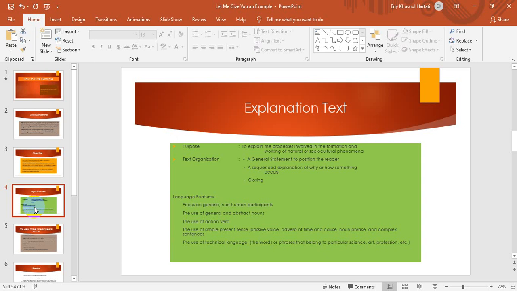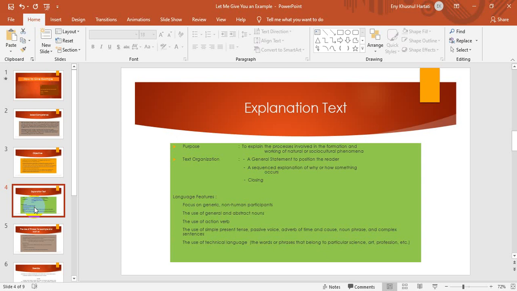To explain the processes involved in the formation and working of natural or social cultural phenomena. And then the text organization, there are 3 points: a general statement to position the reader, a sequence explanations of why or how something occurs, and then the last closing.